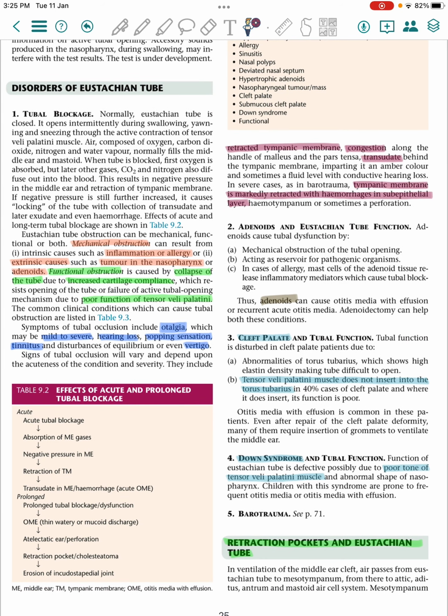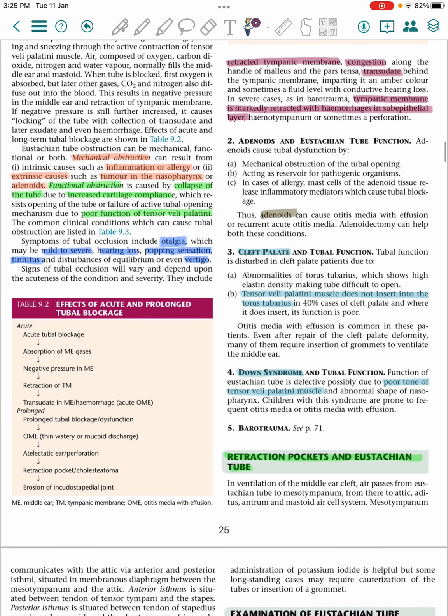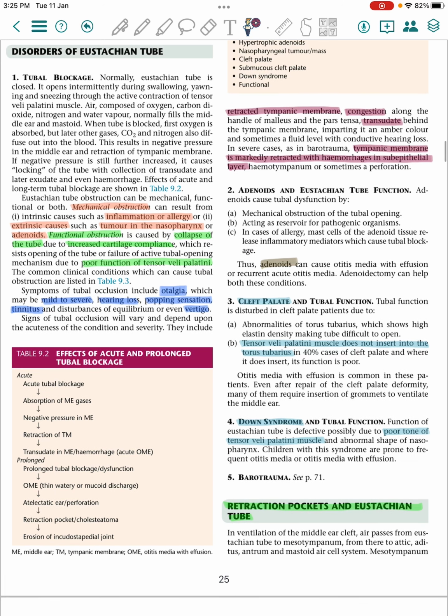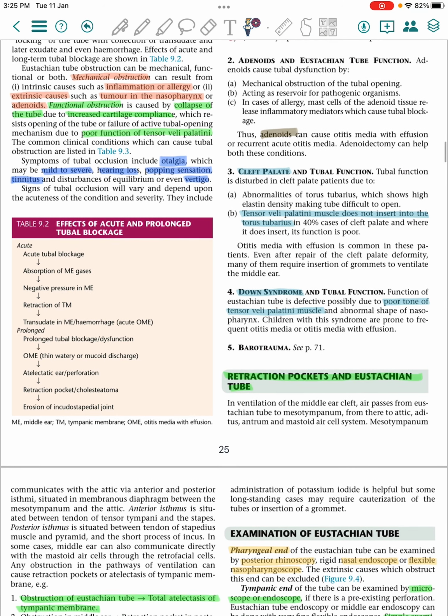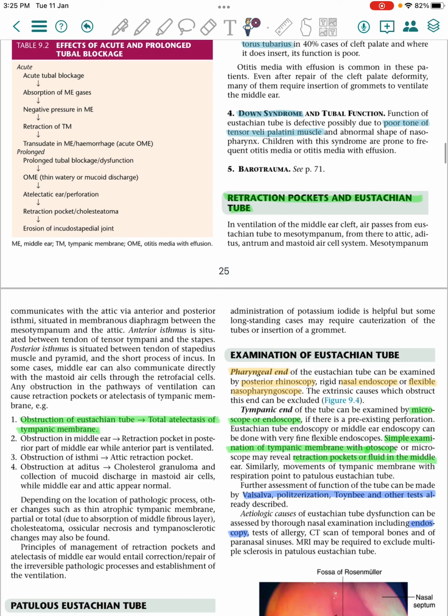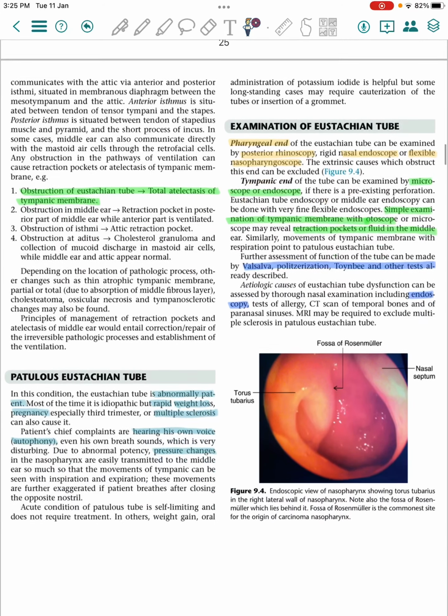Other disorders include adenoids: infection of the adenoids may spread to the Eustachian tube and cause blockage, or act as a reservoir for pathogenic organisms. Cleft palate, where the tensor veli palatini muscle does not insert into the torus tubarius, which is the cartilaginous end, may produce a disorder in the Eustachian tube. Down syndrome is associated with poor tone of the tensor veli palatini. Then barotrauma, or pressure trauma. Retraction obstruction causes a retraction pocket in the tympanic membrane.